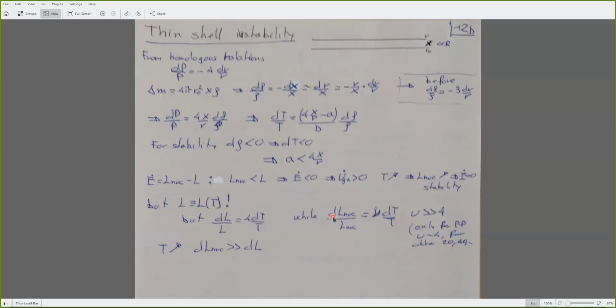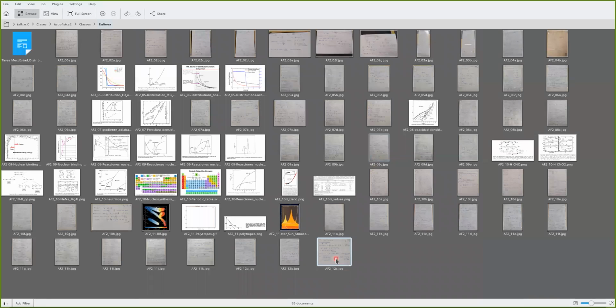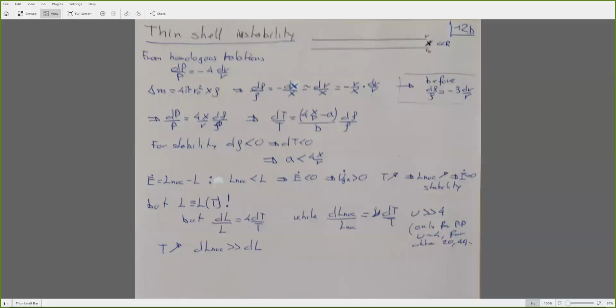And I'll stop here, because I don't want to start everything. There are essentially two parts: stability and dynamic instability, and I want to do them separately. Do you have any question?